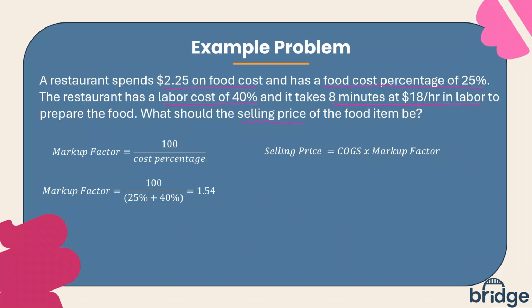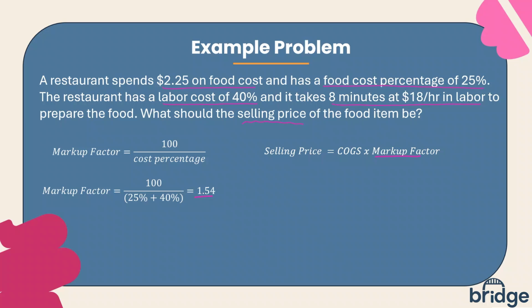We're told that the food cost percentage is 25% and labor cost percentage is 40%. Since both percentages represent a share of the total selling price, we need to add them together to find the full cost percentage. That means we're going to multiply our cost by 1.54 to get the final selling price, because 1.54 is our markup factor.